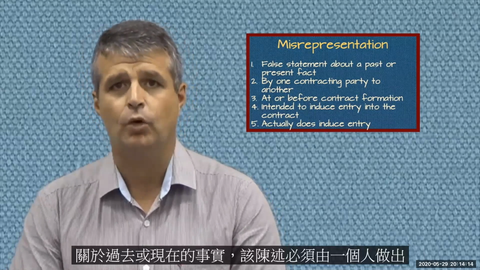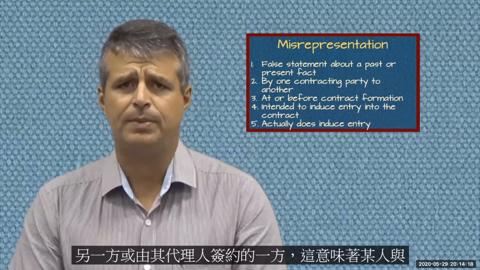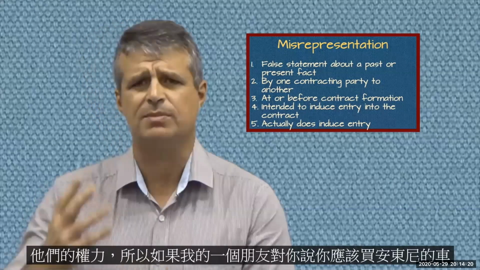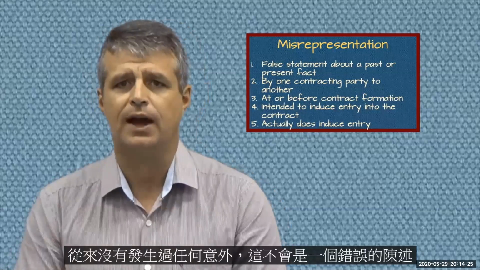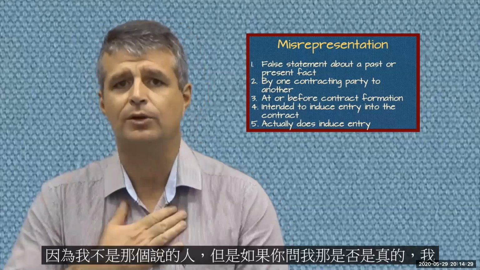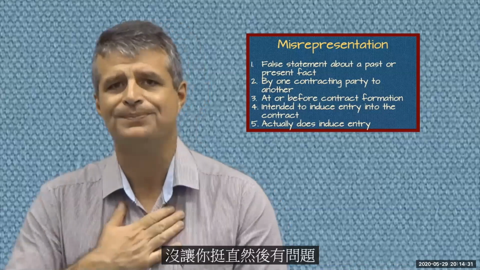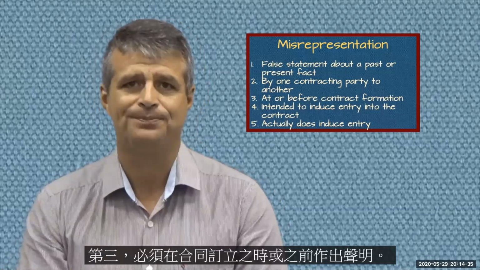Second, the statement must be made by one contracting party to another, or by their agent, which means somebody speaking with their authority. So if a friend of mine says to you, you should buy Anthony's car, it's never been in any accidents, well, that won't be a misrepresentation, because I'm not the one who said it. But if you asked me whether that was true and I didn't set you straight, well, then there'd be a problem. Third, the statement has to be made at or before the time the contract was made.